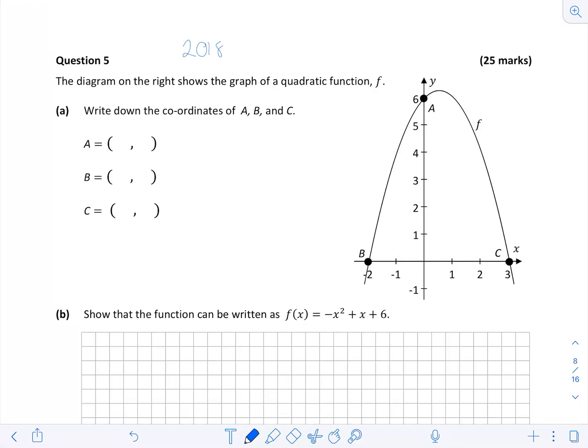This is 2018 question 5, paper 1. The diagram on the right shows the graph of a quadratic function f. So function, quadratic function, paper 1, function.